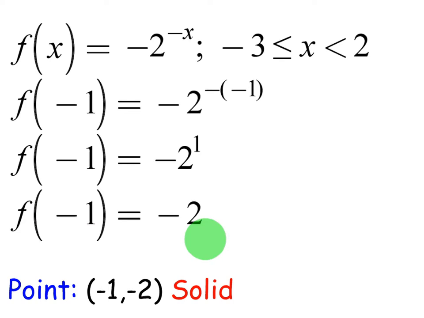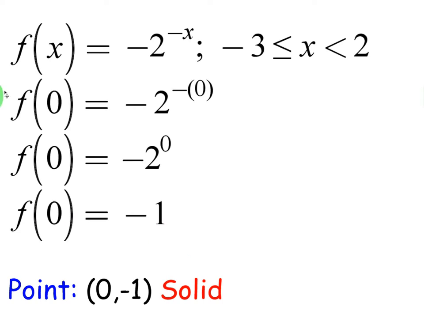And I think I did one more. I plugged in 0. I think I went really overboard here. 2 to the 0 is 1, so you get negative 1 back. So you're going to have a point at (0, negative 1), which is also solid.